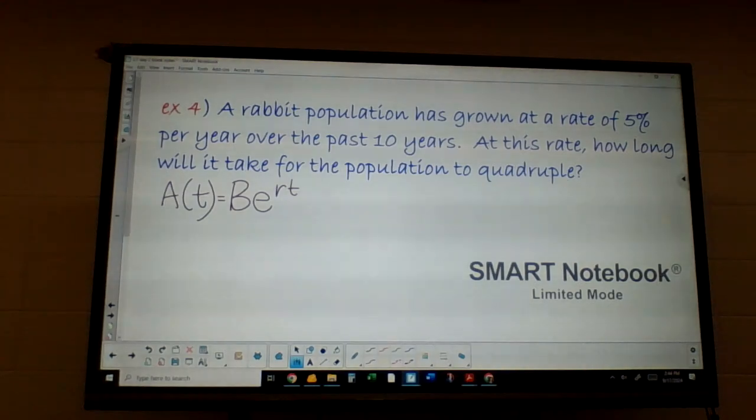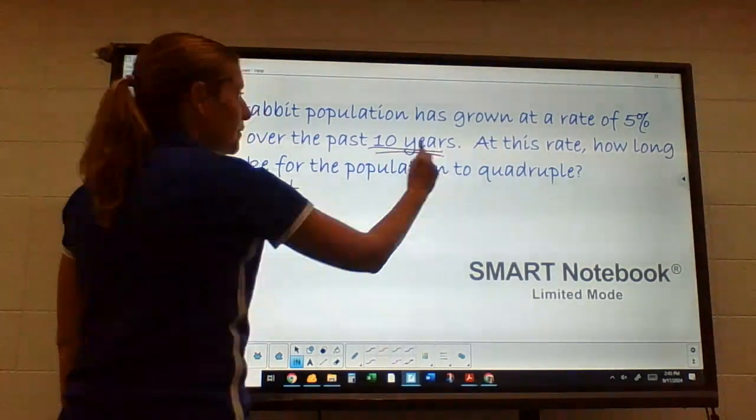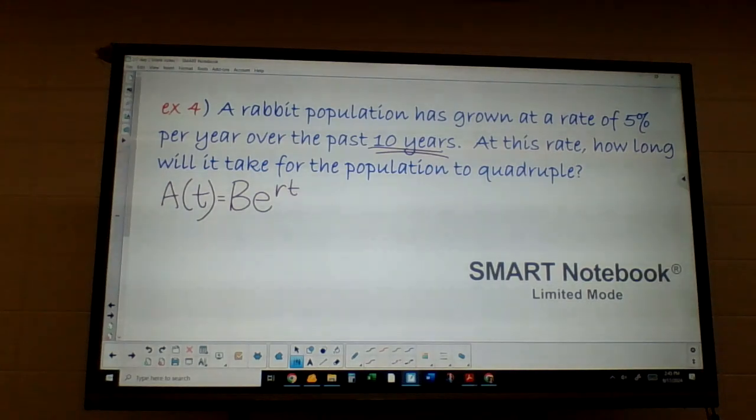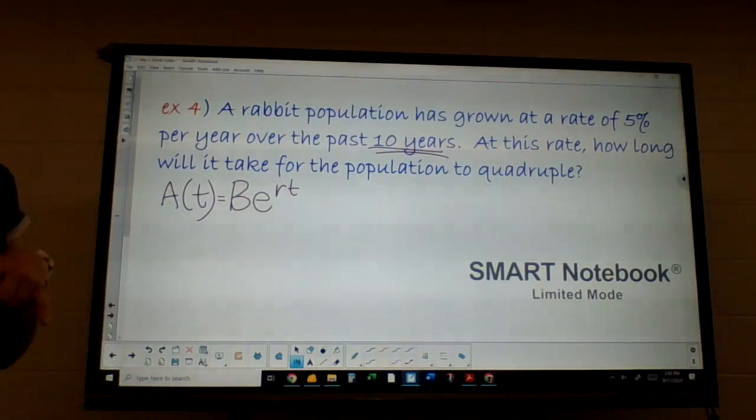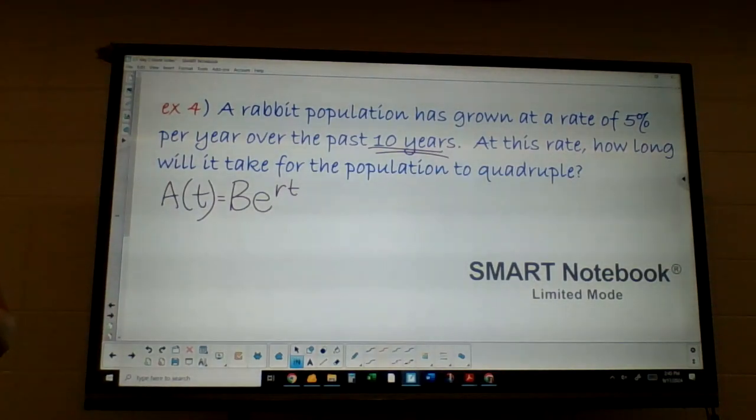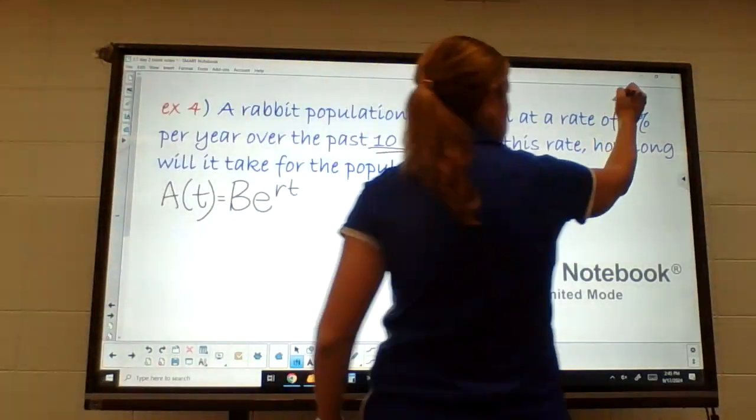Now, I'm actually going to tell you this 10, we actually don't want to use that. It's kind of a scary number thrown in there just to confuse you. They're just telling you that this has been happening. So the fact that that happened over the past 10 years, great, but it's extra information to confuse you. So just a heads up on that. Our rate is 5%. Do you guys remember what we need to do to that percentage? 0.05.